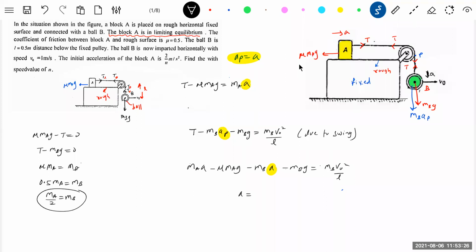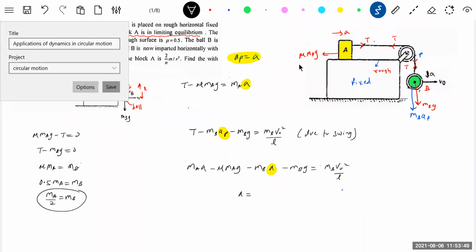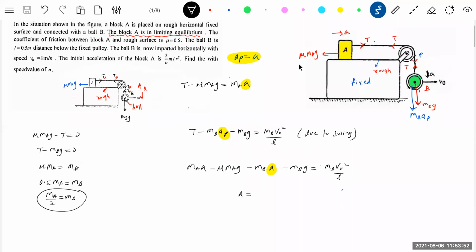No observation. I really want some observation from the students. Sir, are you correct with your pseudo force? I'm checking your pseudo force. Is the pseudo force direction correct? No response from anybody. Make an observation.